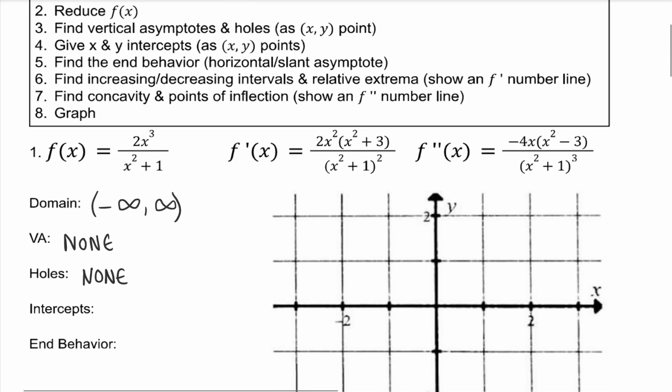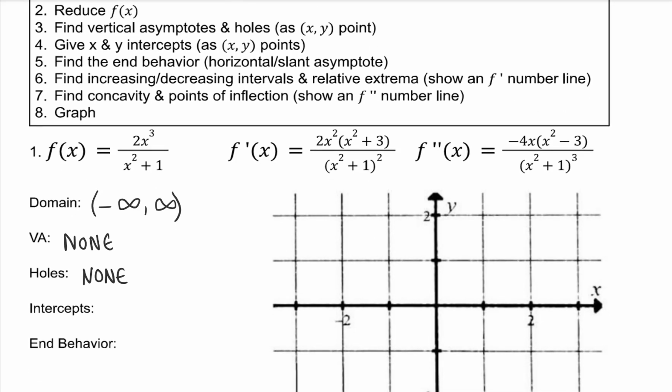All right, to find x-intercepts, we're going to make y or f of x equal to 0, which is essentially making the numerator of this equal to 0. That means x equals 0. So (0, 0) is my x-intercept, my only x-intercept, and it's also my y-intercept.